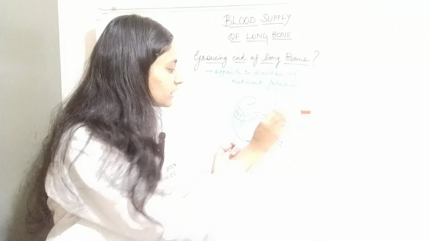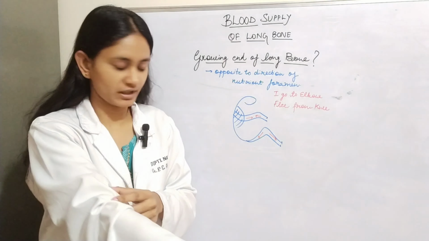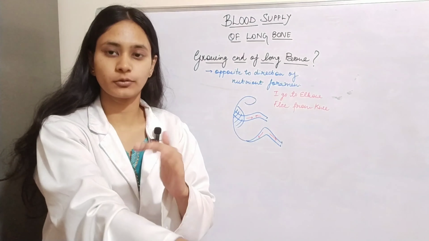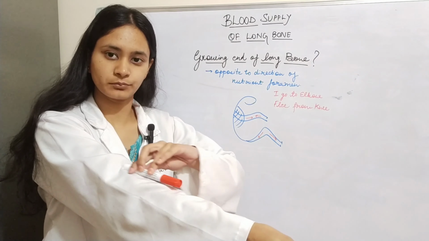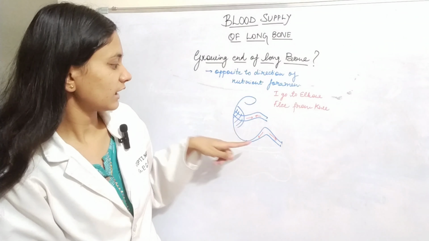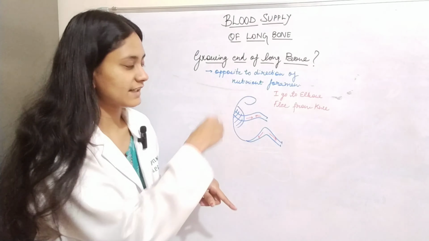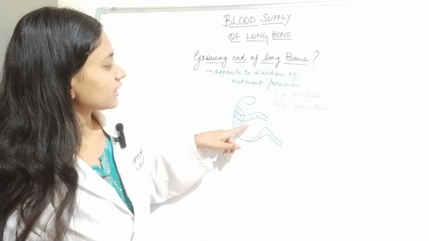Whereas flee from knee, that is, if you consider this as my knee region, you will see flee from knee. That is away from knee. That is from here, opposite, and from here. I go to elbow and I flee from knee. This diagram is given in B.D. Chaurasia book, so I had copied from that.